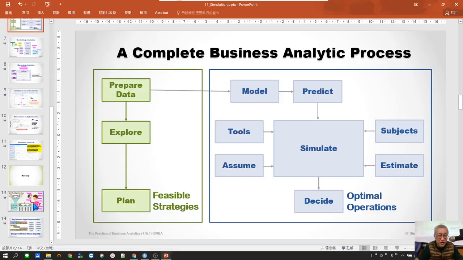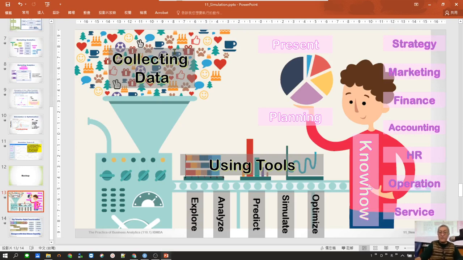You may still remember this chart, right? This is the typical business analytics type of thing. You're collecting data and using tools to do exploration, analysis, prediction, simulation, optimization, right? Nowadays we have a lot of R packages specialized in each of these jobs. What we want to do is use the R language.